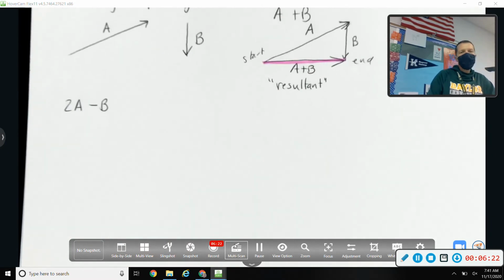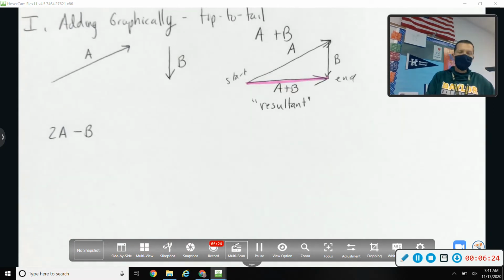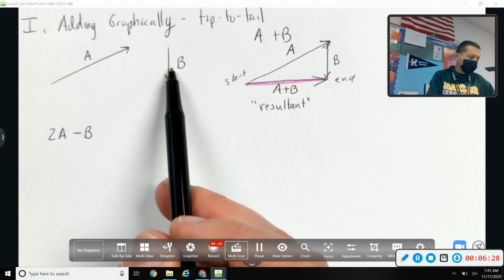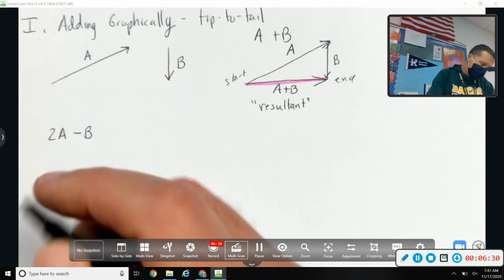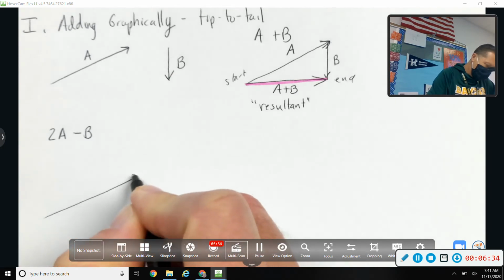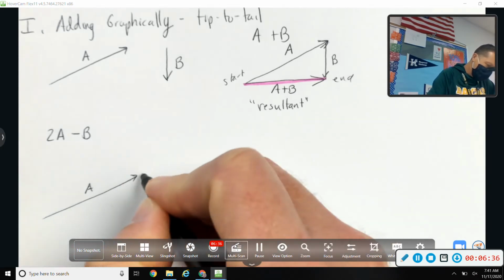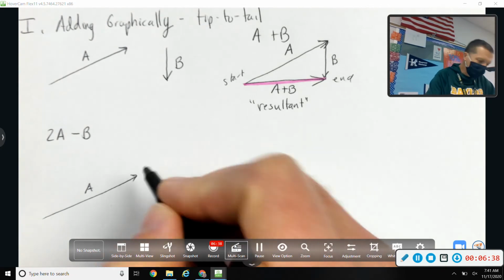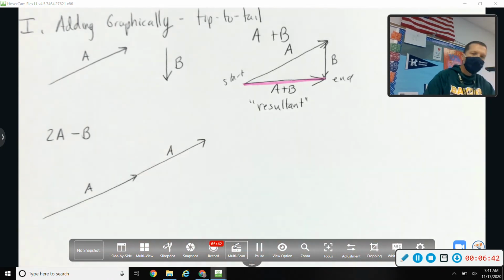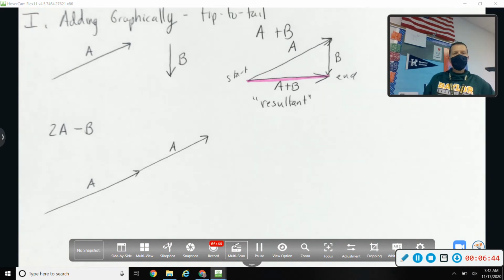Let's try 2A minus B. So this means I'm going to go A twice, and then backwards B once. So there's A. That might be a little long, but you get the idea. There's A again. So there's my 2A.